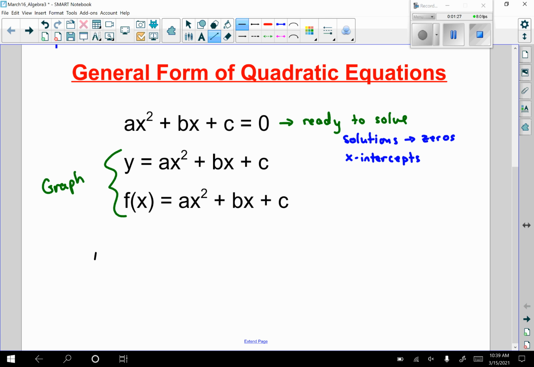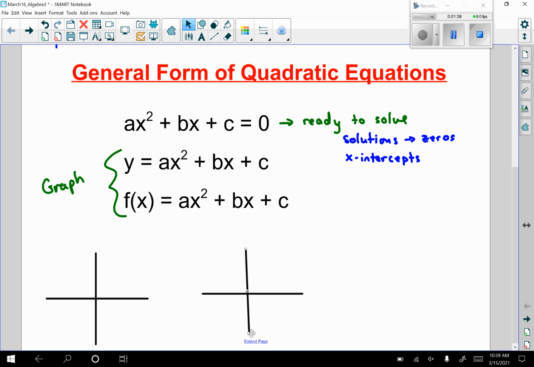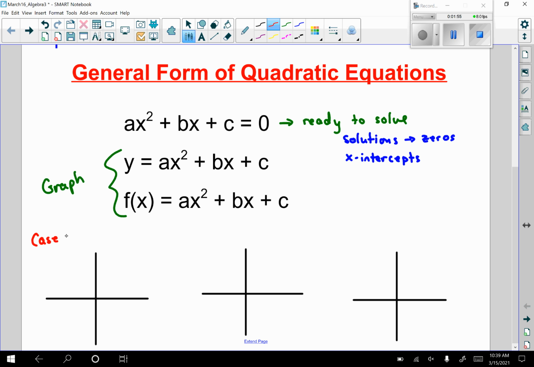Now if we take a look at just 3 cases where we graph quadratics, I'm just going to make 3 sketches here. And this is kind of going back to complex. We can still get complex or imaginary solutions as well. So we'll say case 1. Now keep in mind our parabola can open up or it can open down. These 3 cases, I'm just going to draw where they open up.